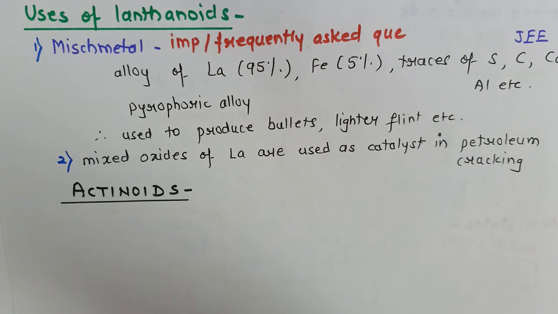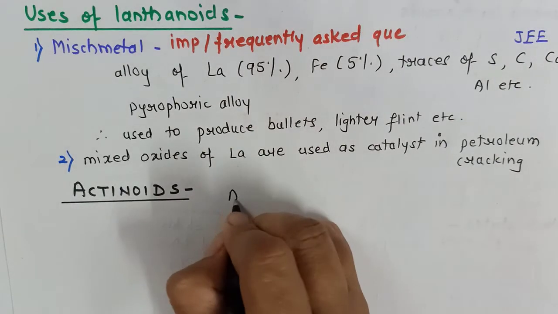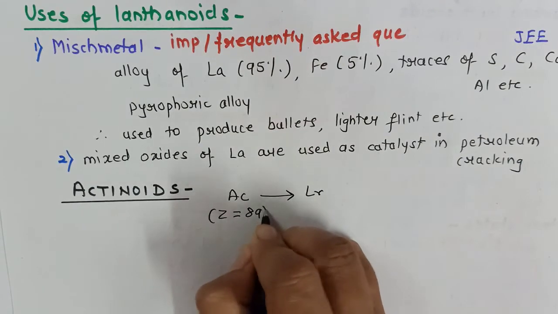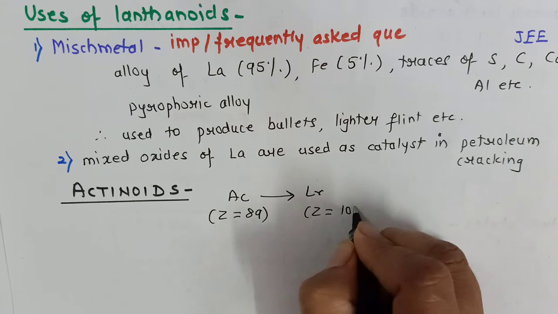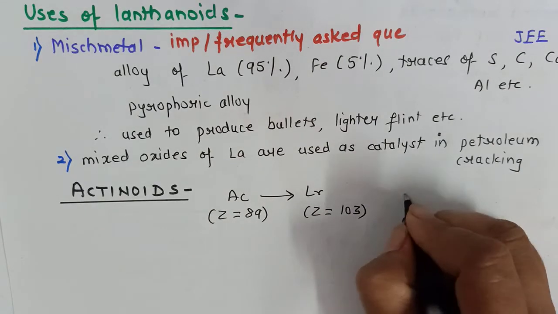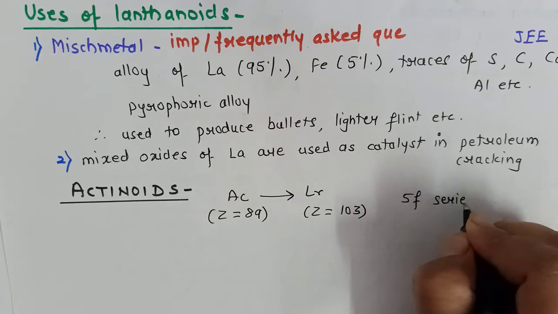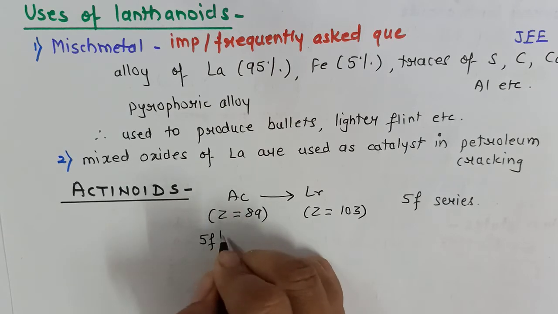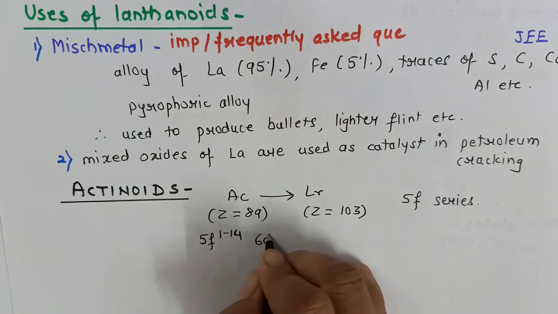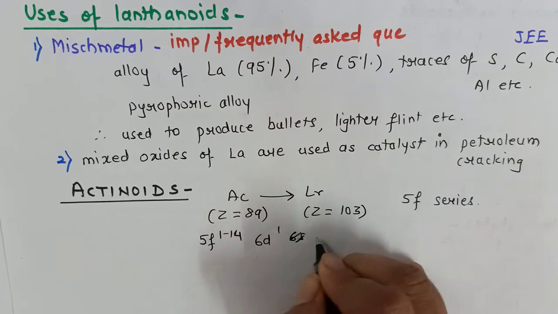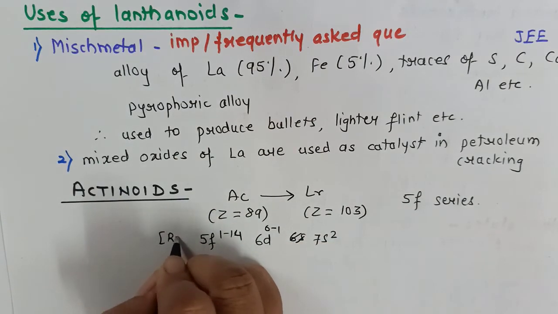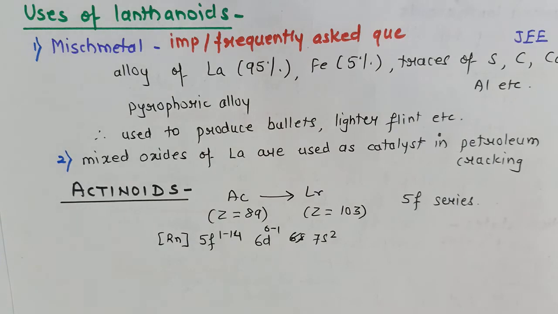Now we will study actinoids. Actinoids start from actinium and end at lawrencium, atomic number 89 and that of lawrencium 103. We have also seen that it's a 5f series. So using that we'll calculate its general configuration. Its general configuration will be 5f1 to 14, 6d0 to 1, 7s2, sorry, not 6s, 7s2, and the nearest noble gas is radon. So this is the general electronic configuration of actinoids.